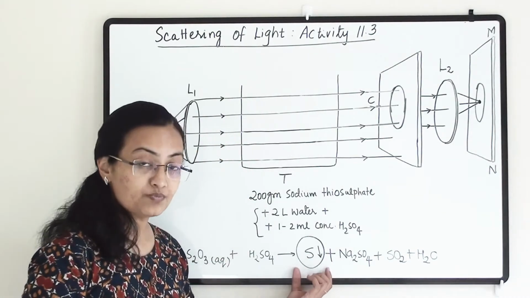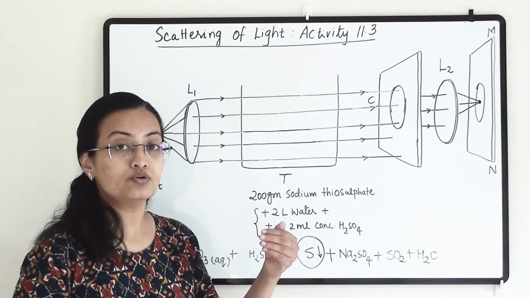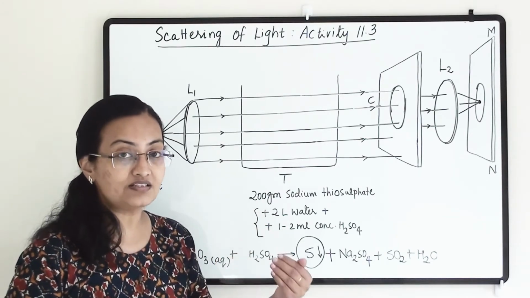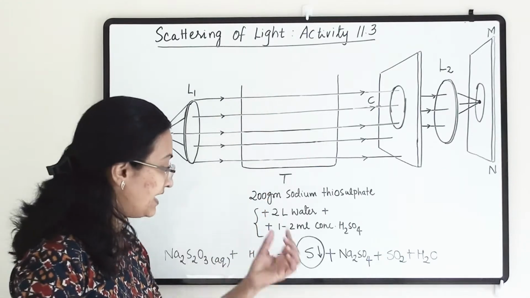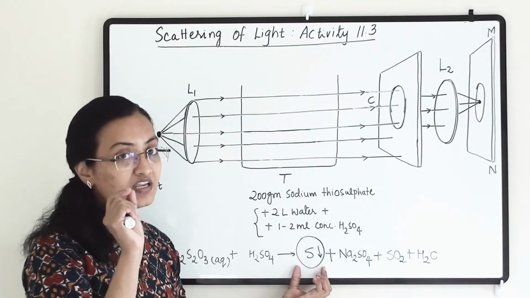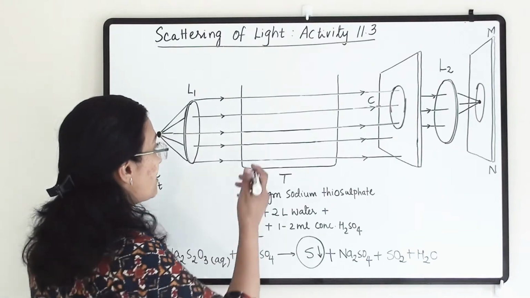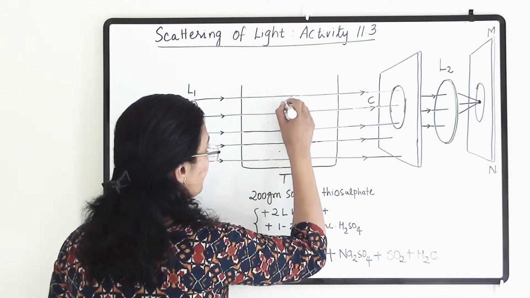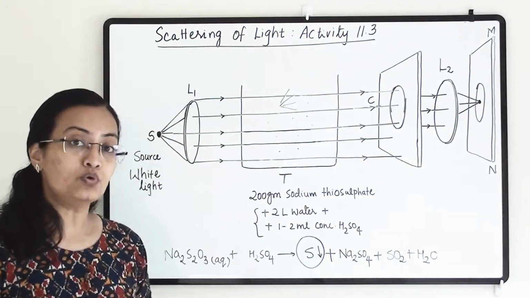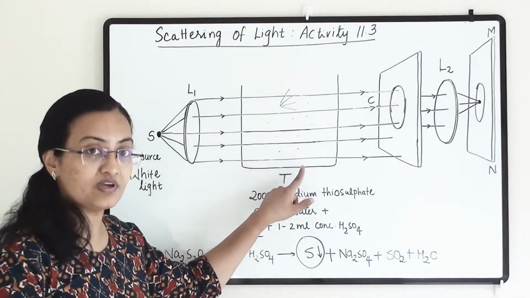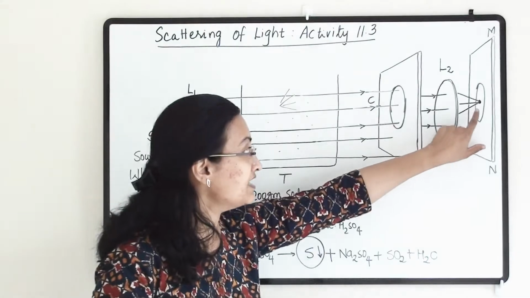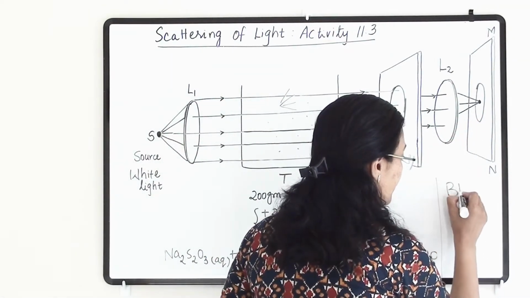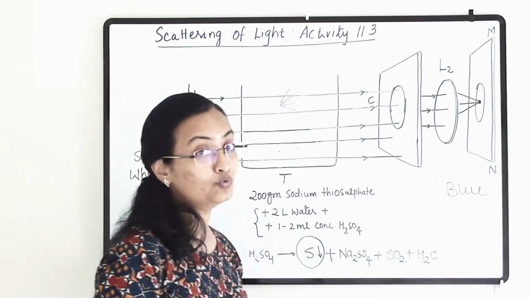Sulfur will be a precipitate, and within the first 2 minutes the particles will be very small. When it starts forming particles in the tank, the particles will be very minute. When the particles are very small, at that time they will scatter light, and they will scatter blue color light, because the particle size is very small, and because of that we will be able to see blue color light. So first, when particles are very small, we'll be able to see the blue color light.